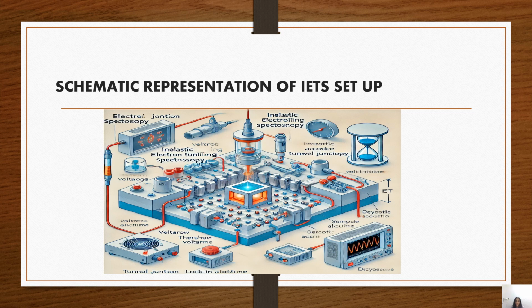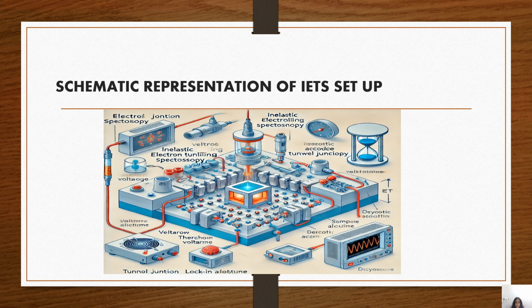The fourth one is the electron junction spectroscopy. Its function is to interact with the vibration modes of the sample. The equipment includes control or visualization tools to interpret tunneling events.